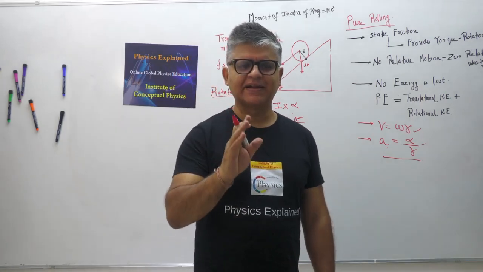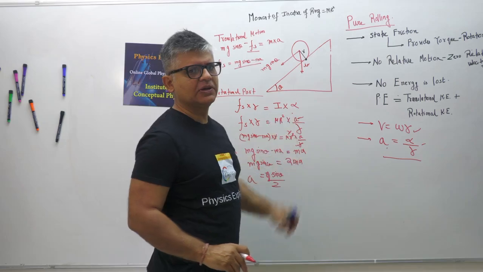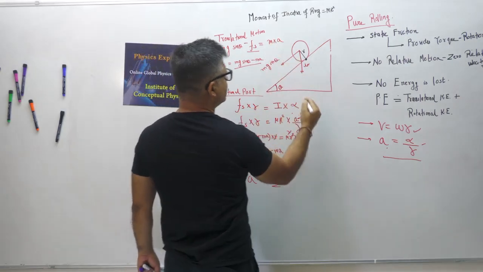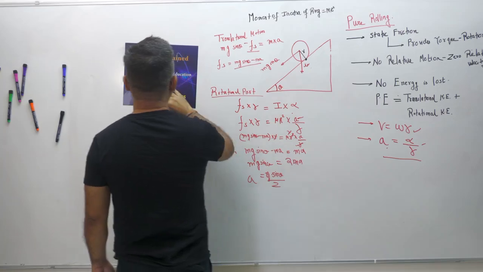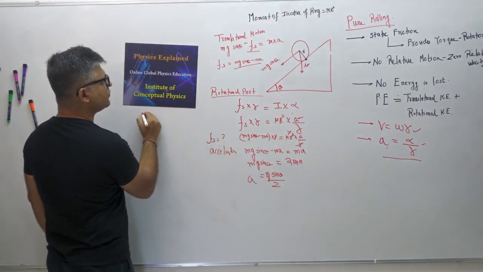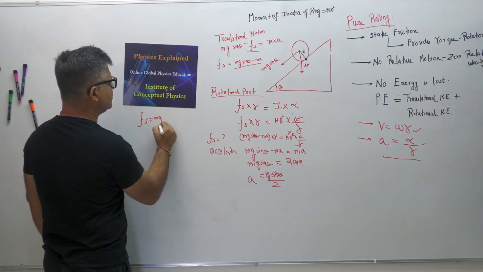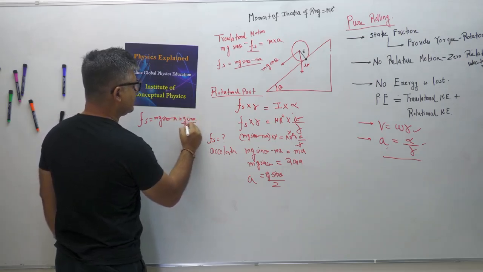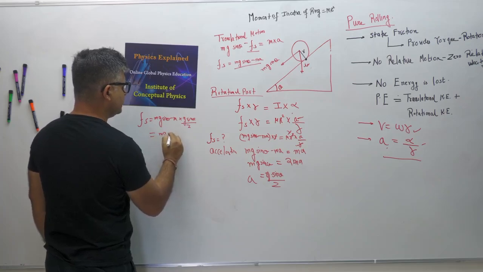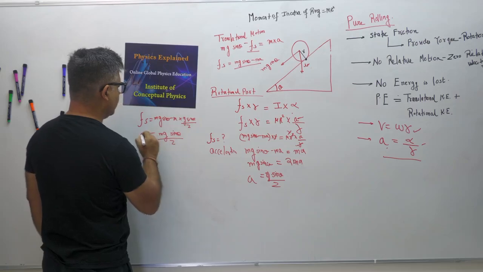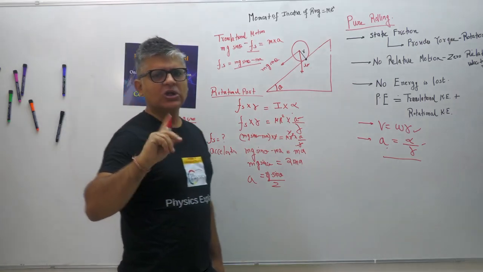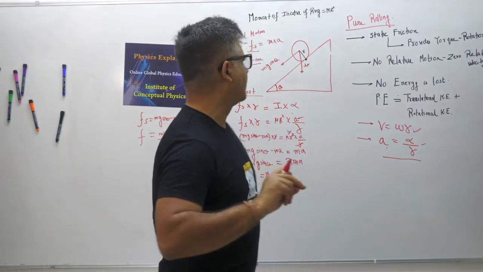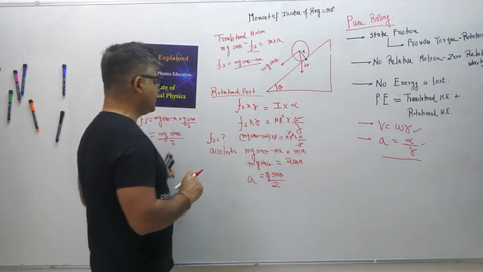It was given it is a ring, right? So I took the moment of inertia of the ring. Now let's calculate the frictional force. I will substitute the value of a here. So frictional force is equal to mg sine theta minus m into g sine theta by 2, which is equal to mg sine theta by 2, right? You can see the frictional force is not that mu mg kind of force. It is mg sine theta by 2.